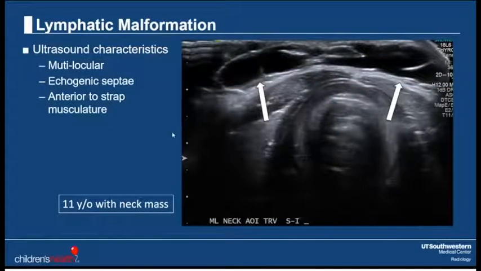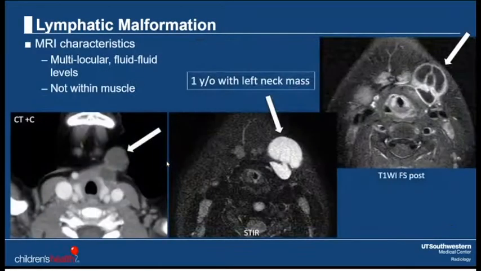Lymphatic malformations can also occur in the anterior neck. They tend to be, again, multilocular, with echogenic septae, and anterior to the strap musculature on ultrasound. Here's a lesion within the anterior neck at the level of the hyoid bone. We see that there are multiple echogenic septations. It's multilocular, it's hypoechoic. The diagnosis of lymphatic malformation is fairly straightforward.